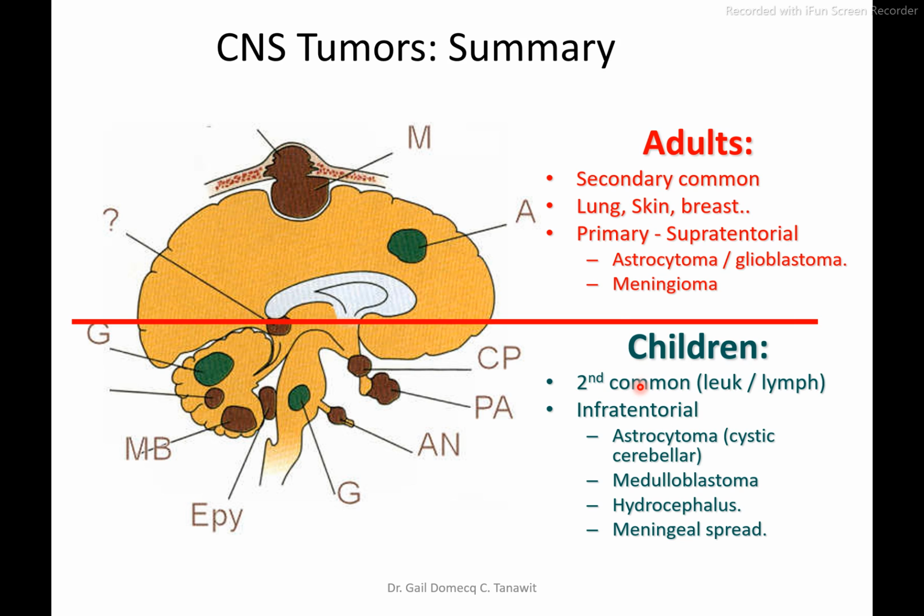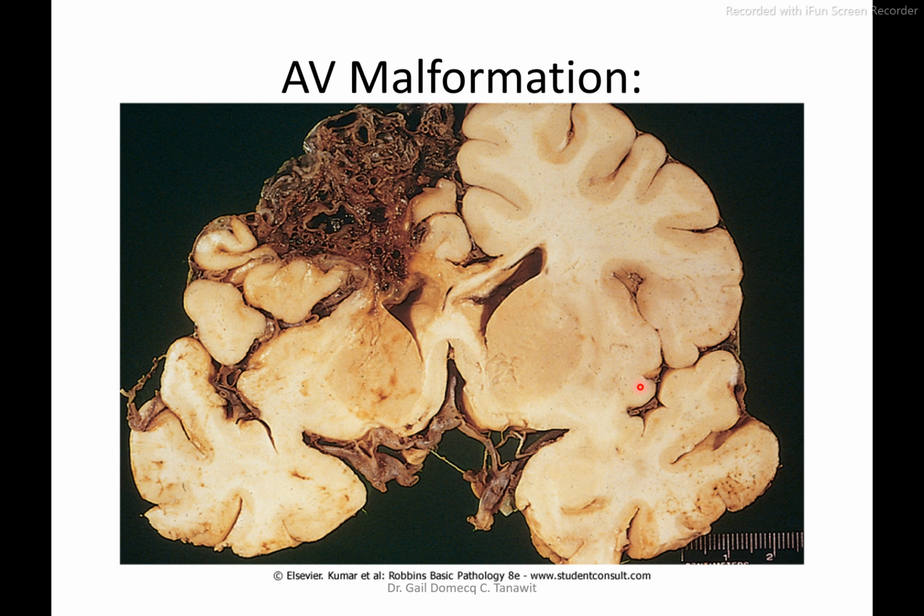Again, supratentorial, infratentorial demarcation. Then another lesion would be your AV malformation. This is an AV malformation, arteriovenous malformation.